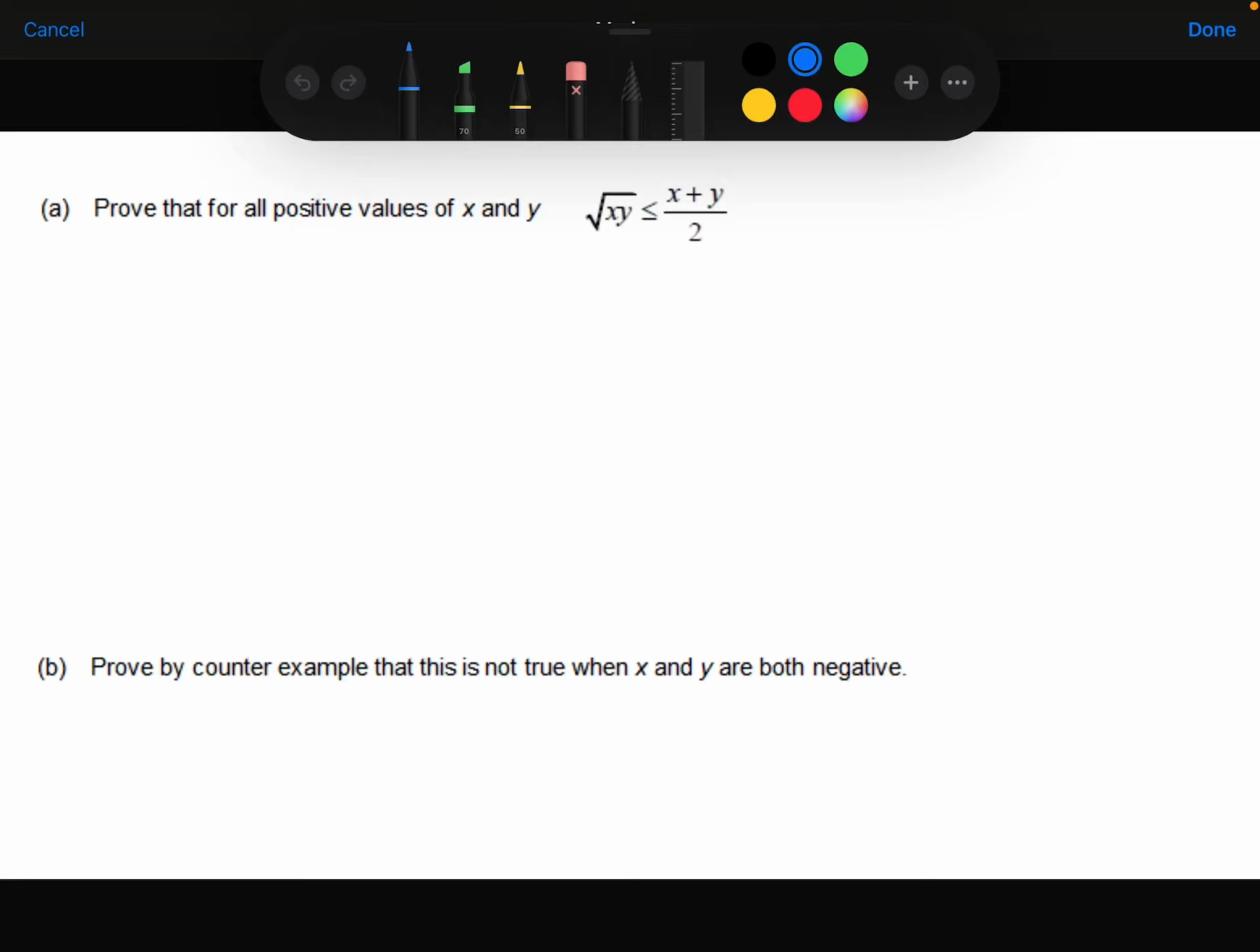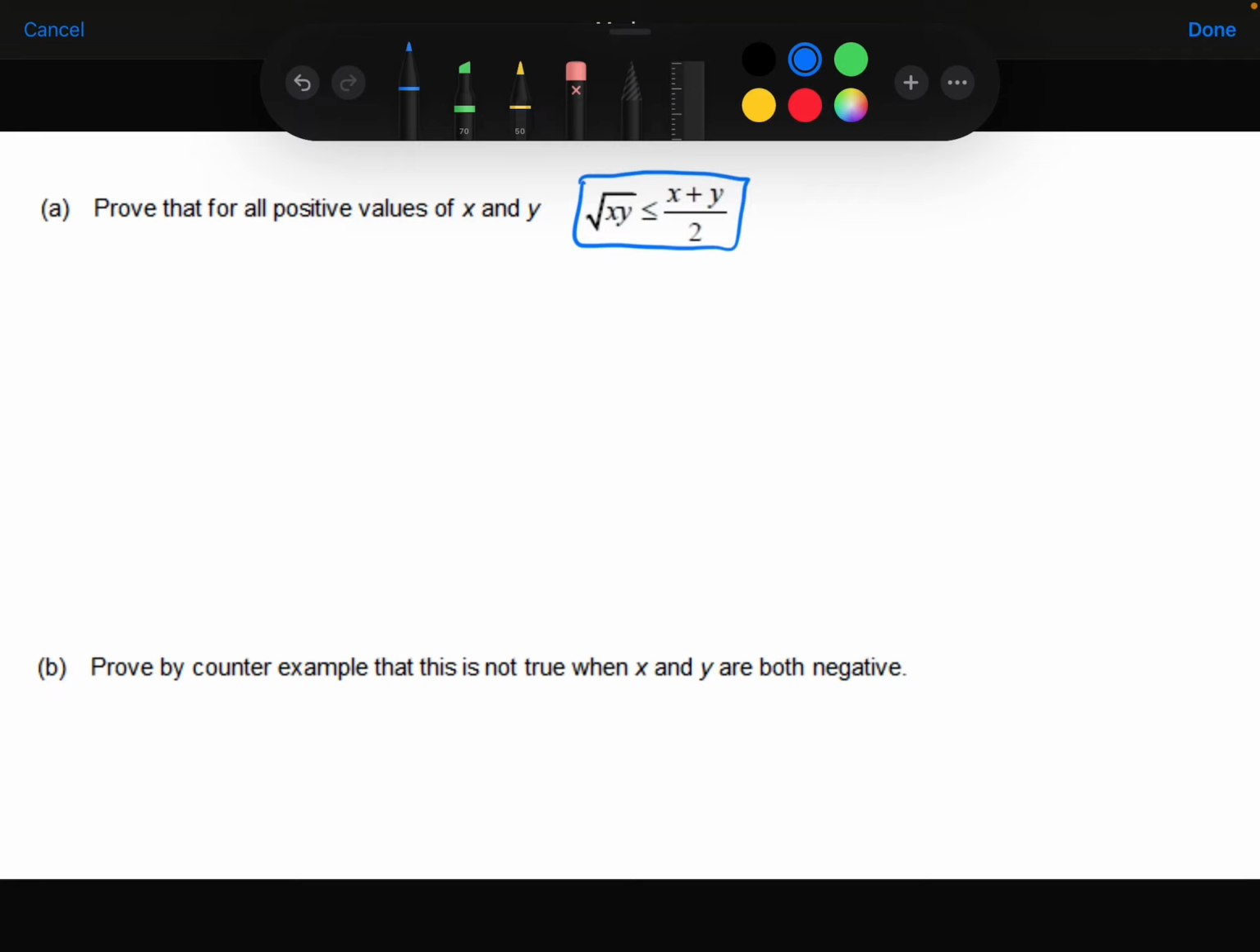Prove that for all positive values of x and y, the square root of xy is less than or equal to (x plus y) over 2. So this is the result that I'm trying to prove, and I don't know what my starting place is in this question.